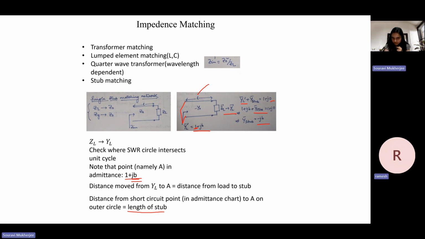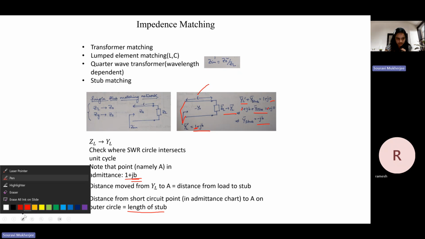Now you add something to it such that this becomes 1 plus J0. What will happen? That means this is already real, matched. Only the real part is matched, and this becomes 0 if you add that stub. So then ultimately it's matched. Got it.